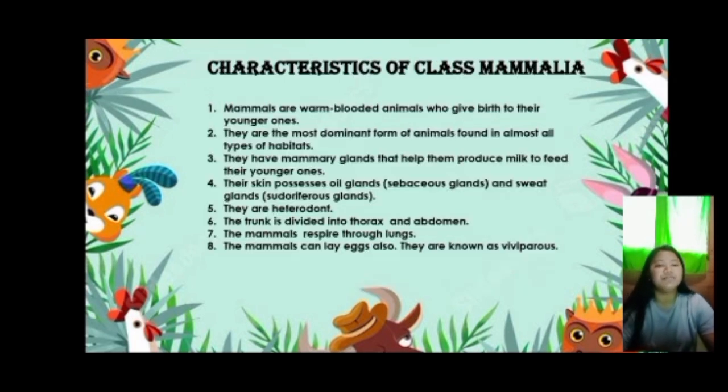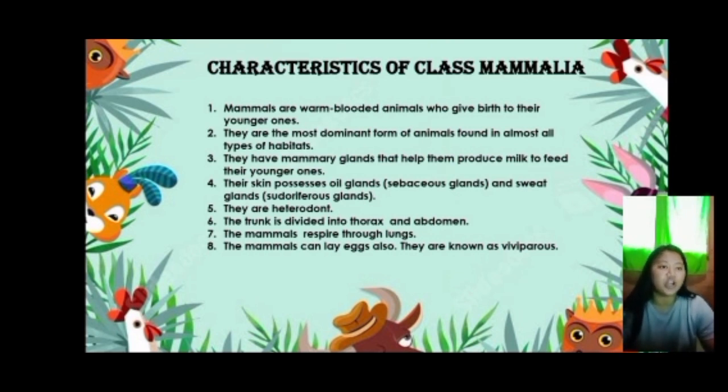Characteristic of mammalia, mammals are warm-blooded animals who give birth to their younger ones. Pareha sila ng class age sa warm-blooded animals. They are the most dominant form of animals found in almost all types of habitats. Sa tubig, sa lupa, or sa lain pa na mga habitats sa mga lugar. They have mammary glands that help them produce milk to feed their younger ones. Tapos, ang mammary glands, yun mo help para makaproduce sila ng milk para ibuhi sa ila anak.